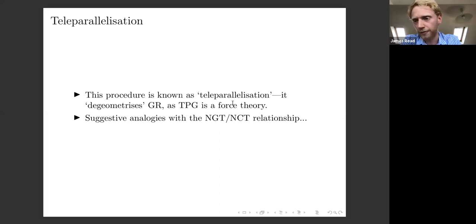In the philosophy of physics literature, the first person to point to these analogies was again Eleanor Knox. She has a very nice paper from 2011 called "Newton-Cartan theory and teleparallel gravity: the force of a formulation", in which she points to these analogies and discusses some of the philosophical consequences or differences between the two. And I'll come back to some of those.